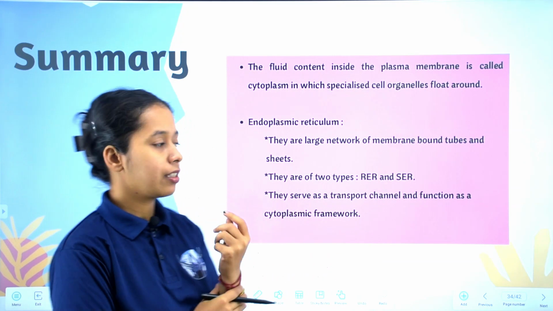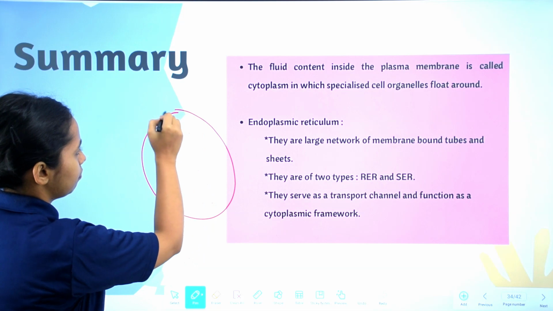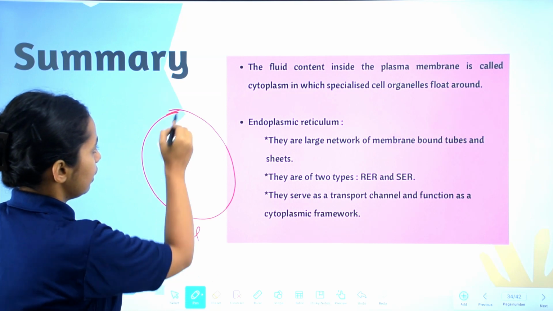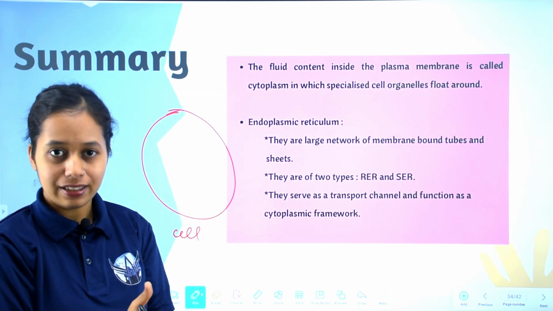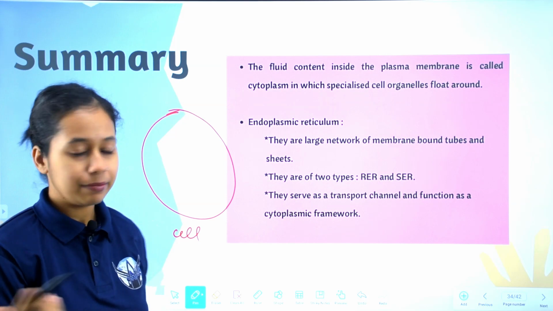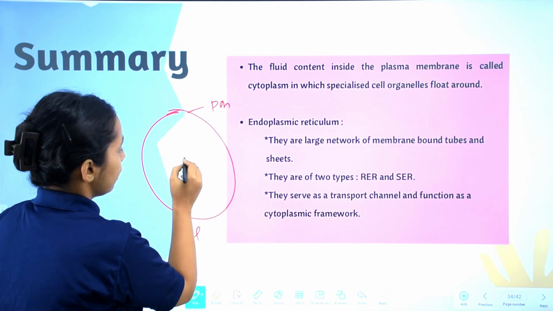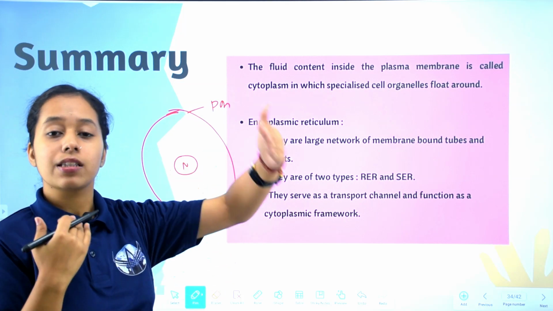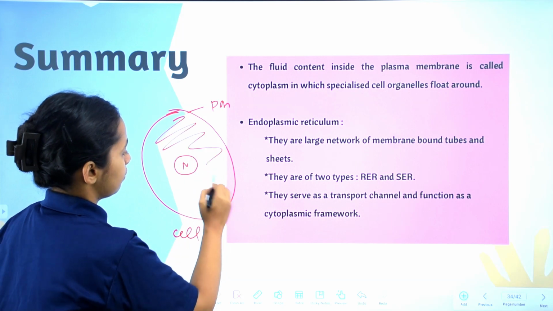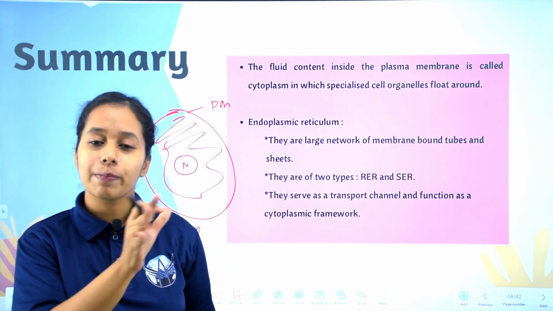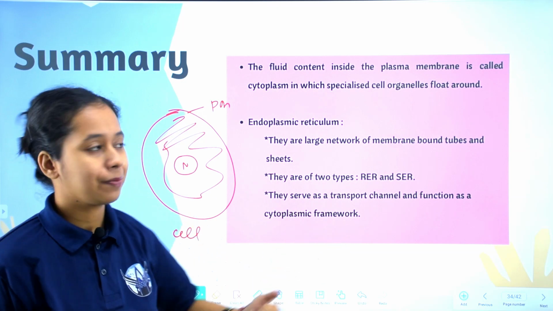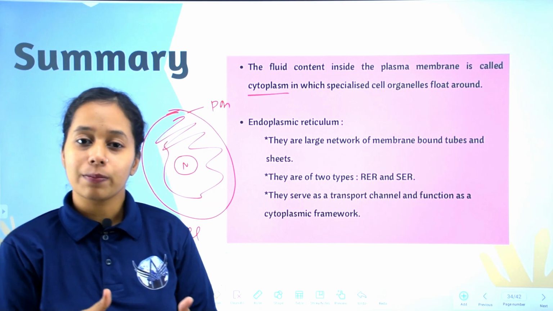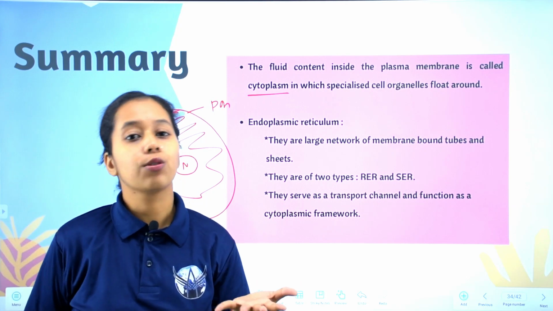So what is cytoplasm? If I draw a general representation of a cell, then the outer layer, the covering of the cell, is our cell membrane or the plasma membrane. In the center of the cell we will find the nucleus. So let me write N over here. The space between the plasma membrane and the nucleus, what is this space filled up with? This space is filled up with cytoplasm. Yes, the fluid content inside the plasma membrane is called cytoplasm, and in the cytoplasm we have a lot of cell organelles floating in it.